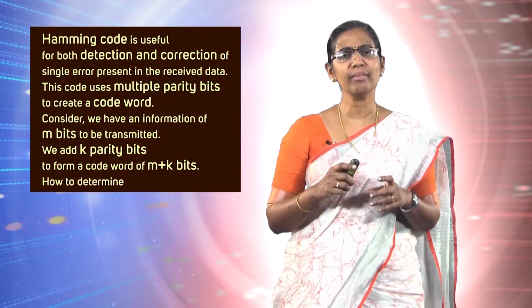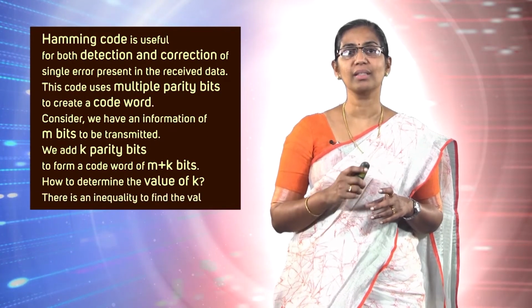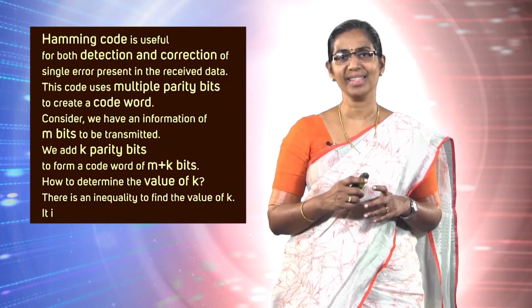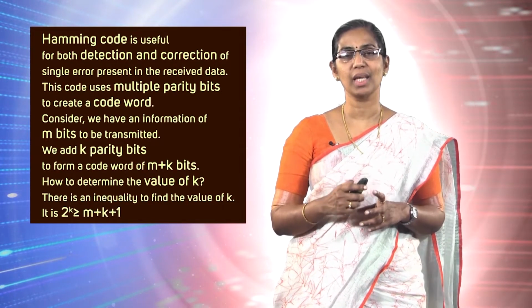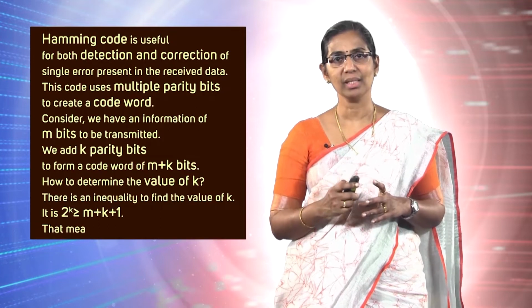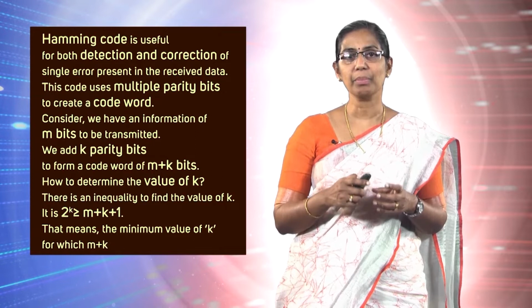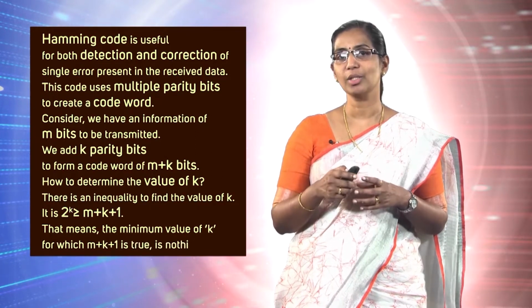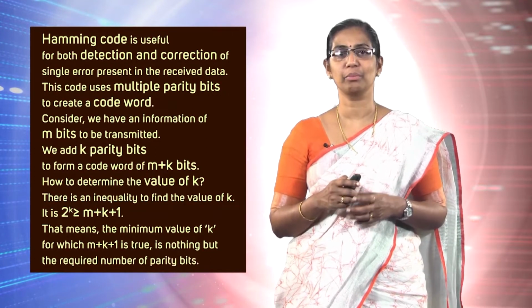How do you determine the value of k? There is an inequality to find the value of k. It is 2 raised to k greater than or equal to m plus k plus 1. That means the minimum value of k for which this inequality holds is the required number of parity bits.